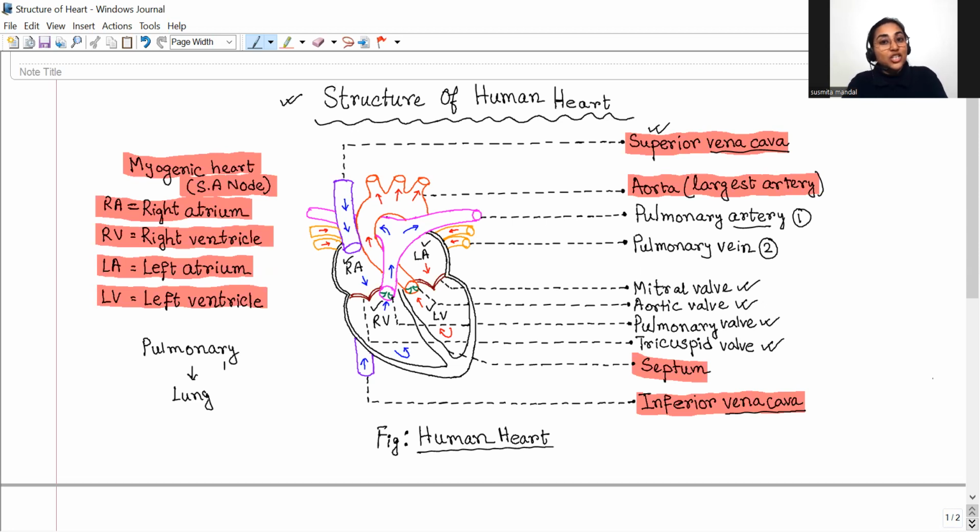So that is the structure of the human heart as well as a brief idea of the double circulation through the human heart.